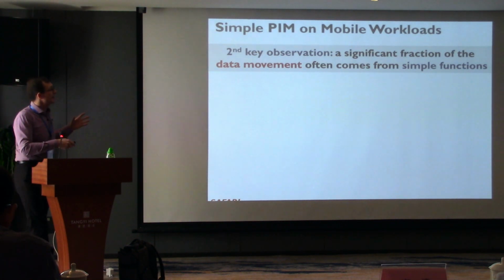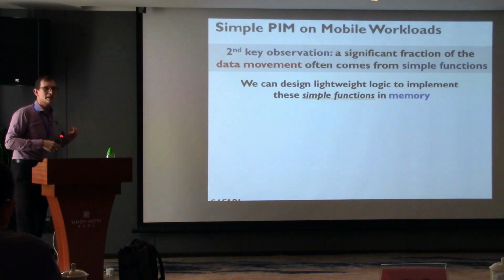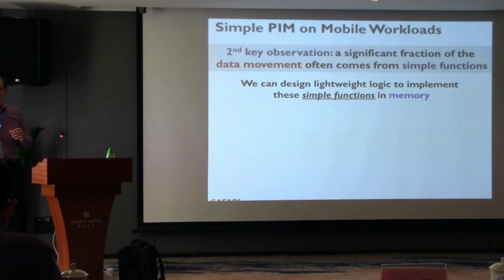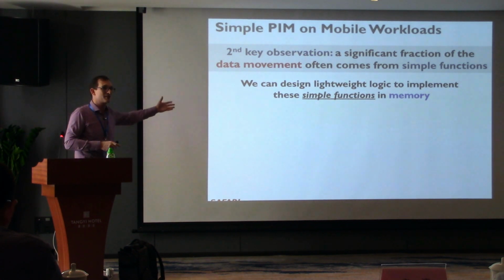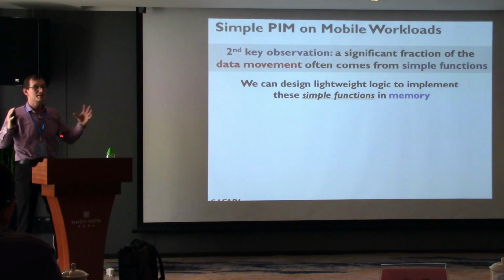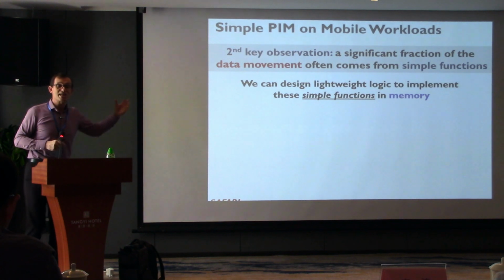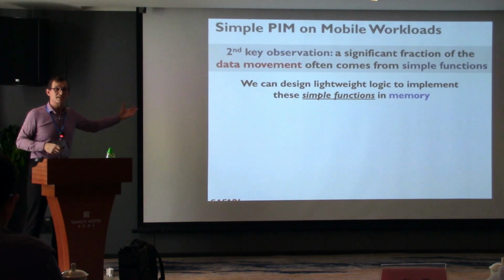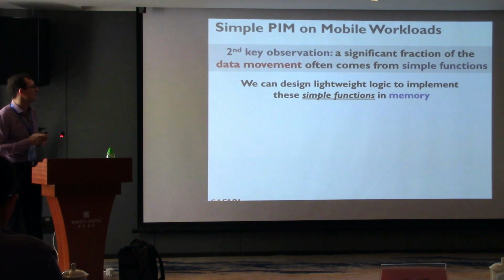Basically, a significant fraction of the data movement often comes from simple functions in these workloads that you really care about. For example, one function is row copy. Another function is initialization, again, row initialization. I'll give you some other functions. Compression is a bigger function, of course. Decompression is another function. Motion estimation in video is another function. Quantization is another function in machine learning inference. It's used in all machine learning inference systems. Quantization is very data movement intensive.